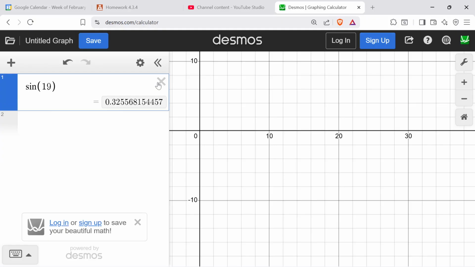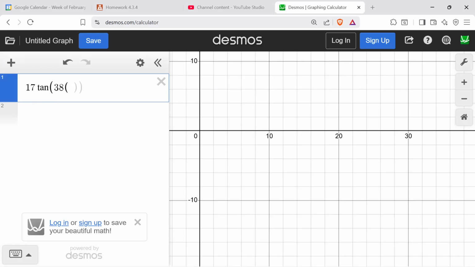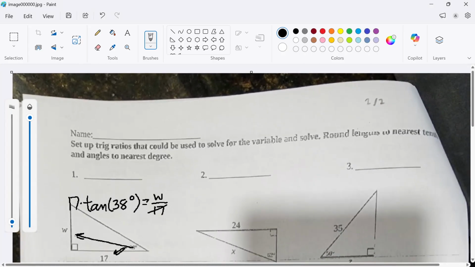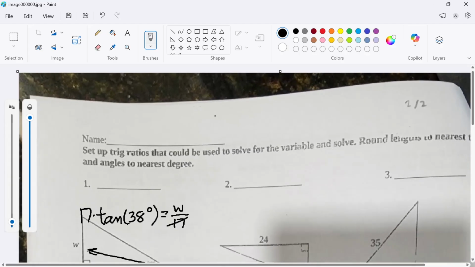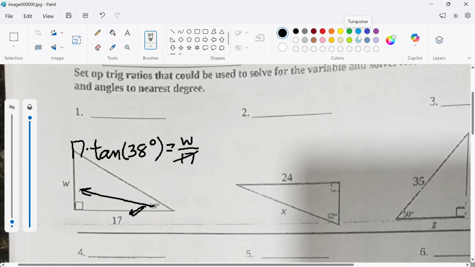I think you have to round this to 4 decimal places. 17 tangent 38 degrees. Make sure I am in degree mode. I already forgot. Round length to the nearest tenth. Oh, not 4 decimals, nearest tenth. Okay, so this is 13.3, approximately. Okay, and now I'll do one more where I'm looking for length.